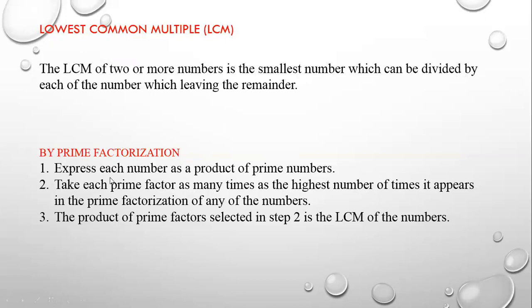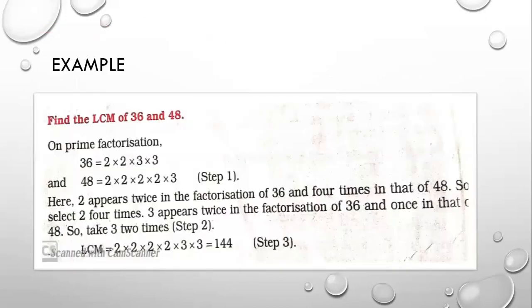The first one is to express each number as a product of prime numbers. Next, take each prime factor as many times as the highest number of times it appears in the prime factorization of any of the numbers. The last step is the product of the prime factors selected in step 2 will be the LCM of the numbers. So again, let us understand this with an example. Here we have to find the LCM of the numbers 36 and 48. By using prime factorization, we need to find the LCM. Methods are very important.